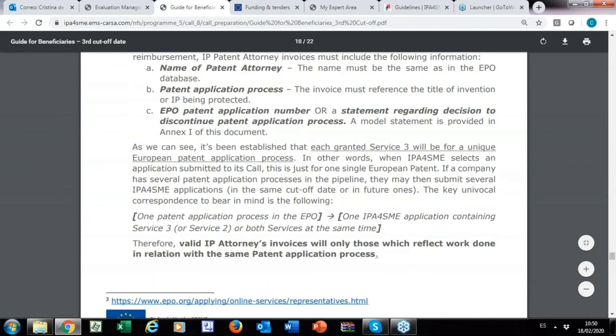We would like to emphasize that service three and all the services are meant to support the cost of the fees related only to a unique European patent application process. What we found out is that some of the companies we have selected put together invoices of works of attorneys dealing with different patents or patent processes, and this is not acceptable. An invoice in one service has to be related to one single patent application. One patent application in the EPO, one IP4SME application or service for service 3.